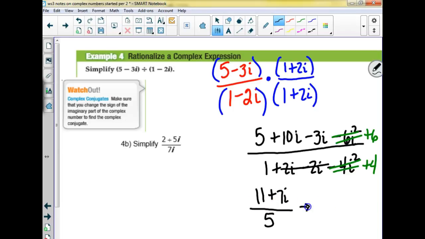You're actually supposed to leave all your answers in a plus bi form, which would say 11/5 plus 7/5 i, where this is the real part and this is the imaginary part. But I'm okay with either one. All right.